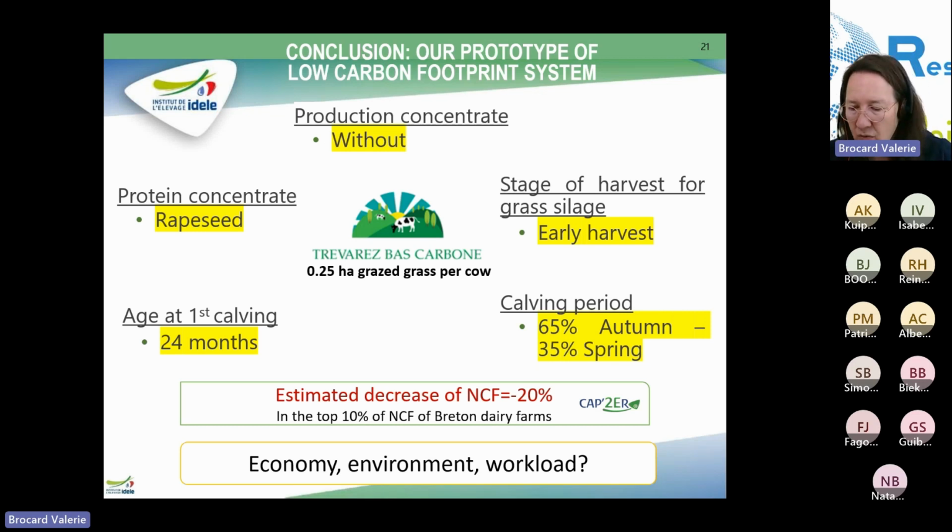What we wanted to do with this system, and keeping this system during 5 or 6 years, was to estimate the technical impacts of these levers, estimate the production cost and the economical results of this system, which impact on environment, and which potential consequences in terms of workload and acceptability for the farmers.